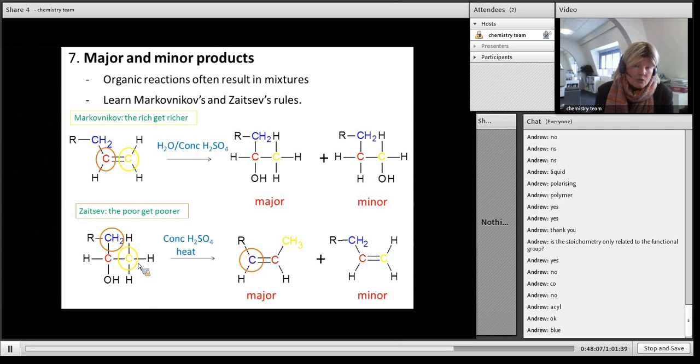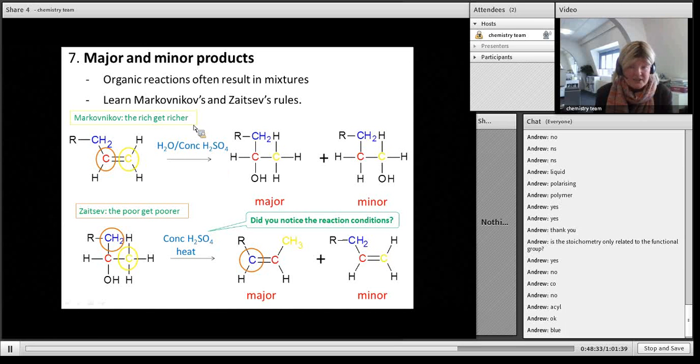Now, why I've chosen this particular example as well is, did you notice the reaction conditions? Both of them involve concentrated sulfuric acid, but they give different products. And that's because this is in water. It sounds a bit ridiculous. Why not to say dilute H2SO4? But you actually have to add the conc H2SO4 and then the water. So it's done in 2 steps for that. Whereas here, I just simply add conc H2SO4 and heat.